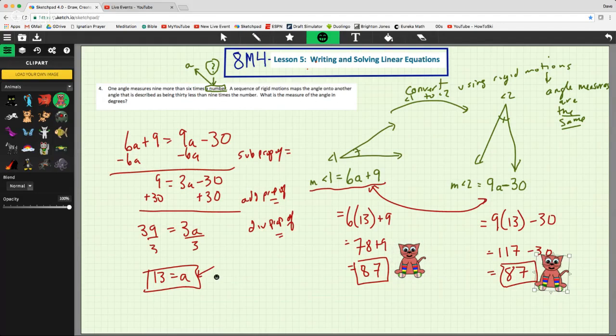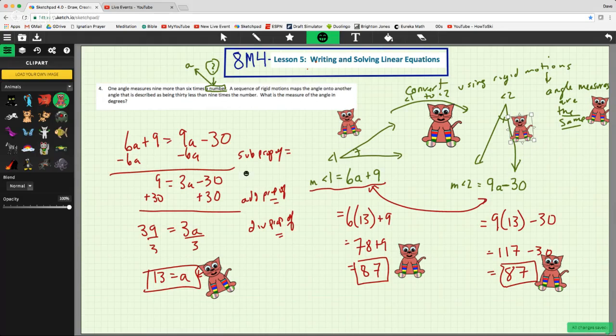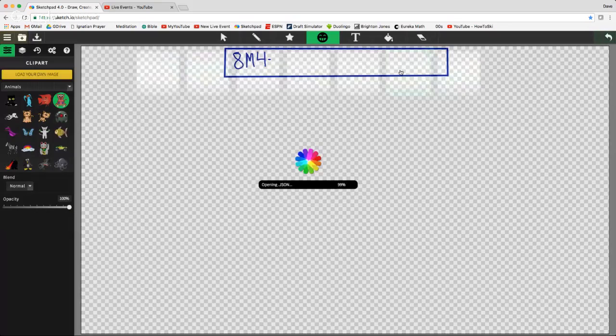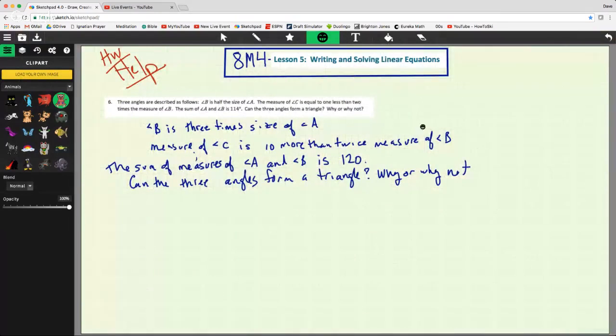Happy cat for setting it up. Happy cat for realizing that these angles must be the same measure from rigid motion. Happy cat for drawing the pictures. Happy cat for setting up the right equation. Lots of happy cats. A lot of work going on in this problem. Okay, well, let's take a pause and let's look at the last problem. Oops, no more happy cat.